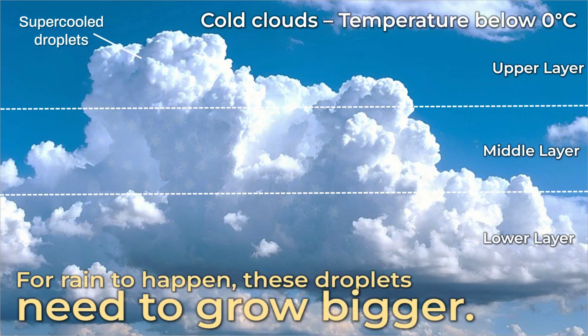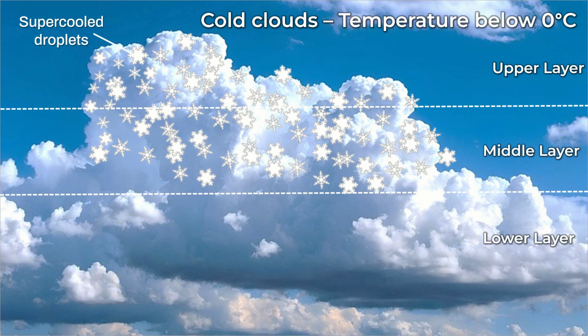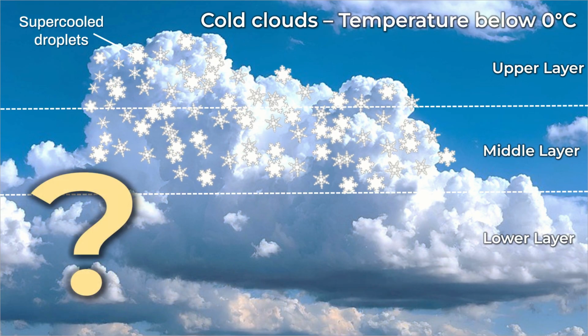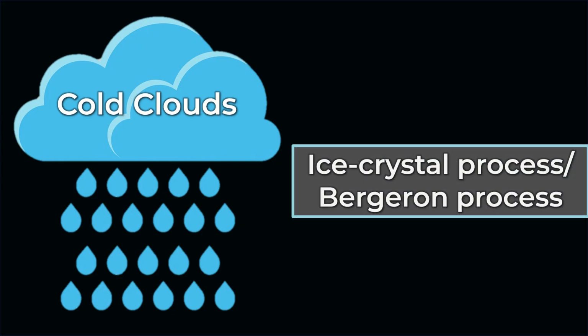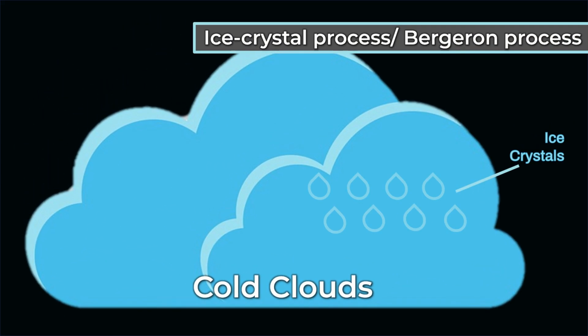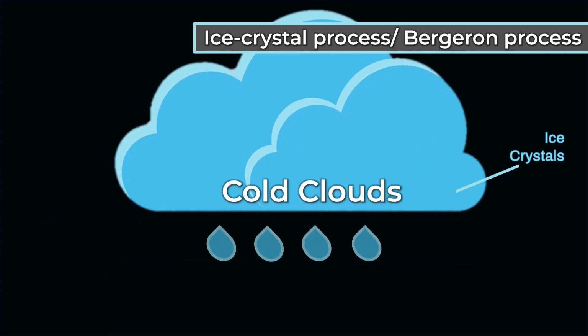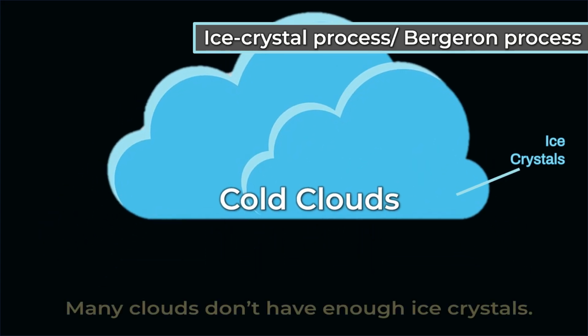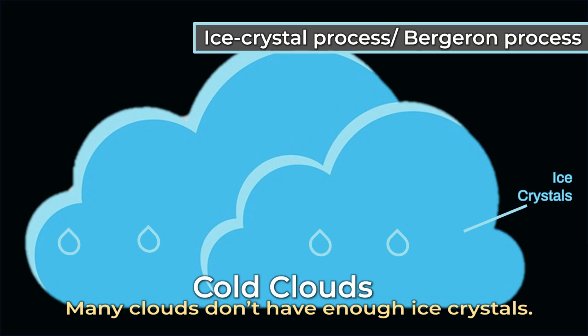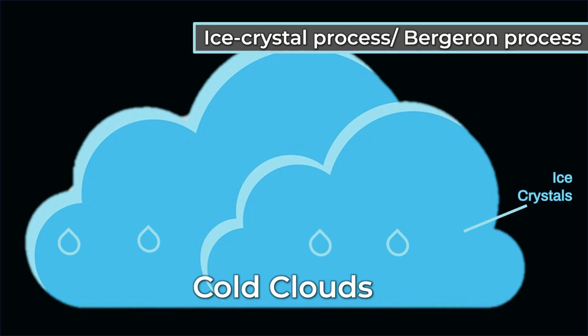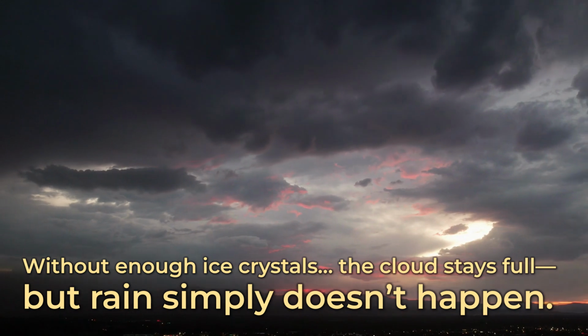So instead of falling as rain, they just float, suspended in the air. For rain to happen, these droplets need to grow bigger. And for that, something crucial is missing. Ice crystals. In cold clouds, precipitation usually forms through something called the ice crystal process, also known as the Bergeron process. Here, ice crystals grow by stealing water vapor from nearby droplets, getting bigger and heavier, until they finally fall as rain or snow. But in many clouds, there simply aren't enough ice crystals. So, the cloud is stuck, full of water, but unable to release it.